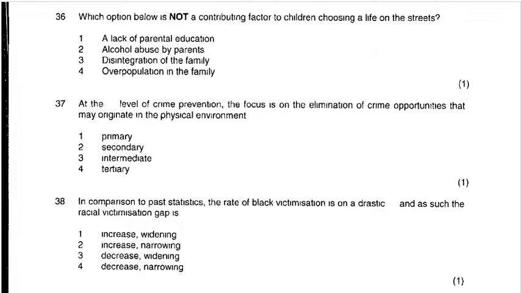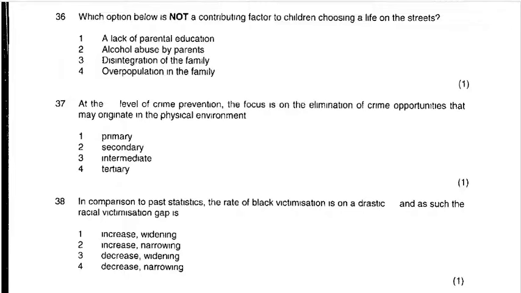Which option below is not a contributing factor to children choosing a life on the streets? 36. The answer is 1. A lack of parental education. This is found on page 50.